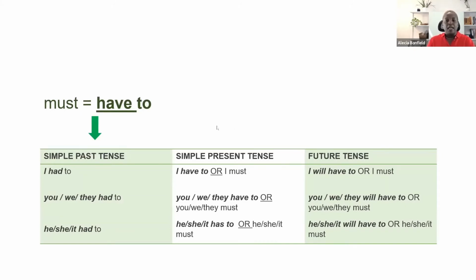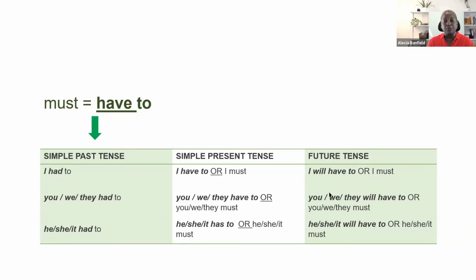So here we have the simple present tense. You can say I have to do something. You, we, or they have to do something. Or he, she, or it has to do something. That is, we change the form of have. Or you can simply use must and it stays the same. It does not matter the subject. I must, you, we, or they must, he, she, or it must.